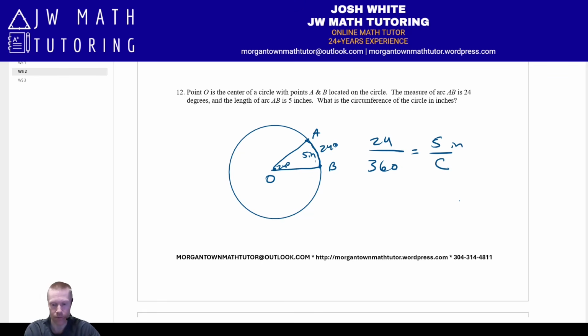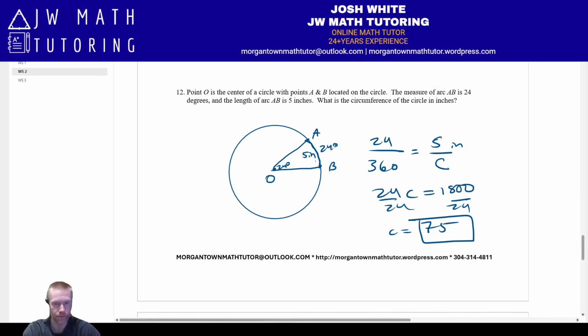So you just go ahead and solve this equation. Cross multiply: 24c equals 1800. Divide by 24. C is just going to equal 75. So therefore the circumference of this circle is just 75 inches, and that's it.